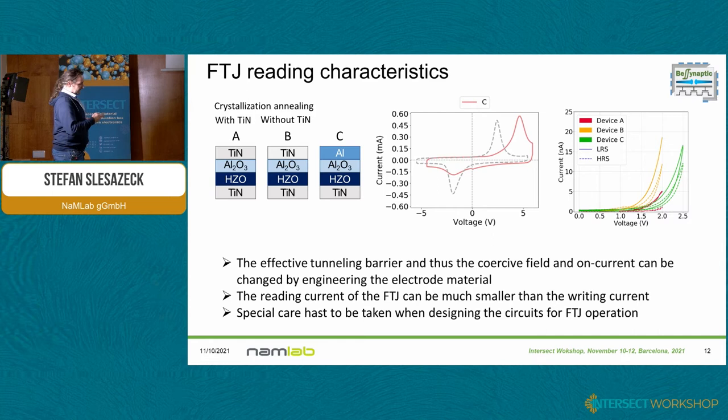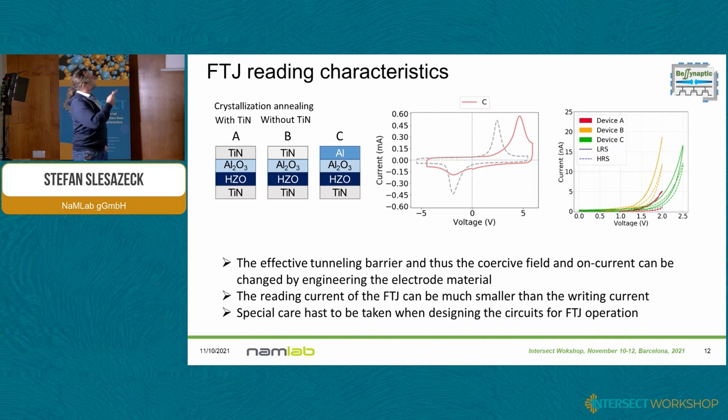And in order to increase the on currents, we can play around with the work function of the electrodes. And here in this experiment, we used the aluminum top electrode instead of titanium nitride. And we see in the center graph that we get a work function shift of the whole curve to the right-hand side. This indicates we're using different electrodes. It gets asymmetric. And the idea was that we come closer to the conduction band of the tunneling barrier, thereby increasing the tunneling current through this tunneling layer.